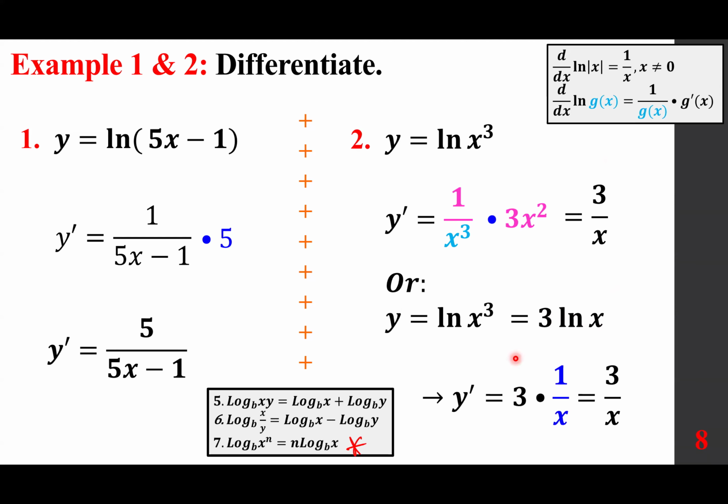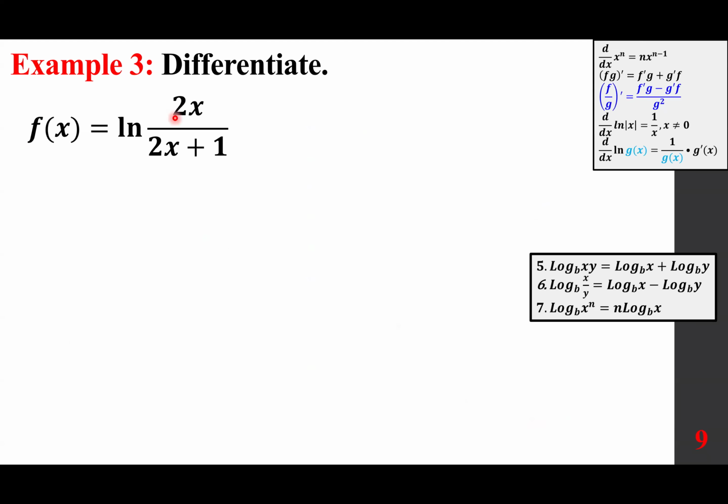There's really not much of a difference between the two. Both are just as easy. However, the more complicated the log, the easier it is to go with the second method by decomposing it. For example, if we have f of x equals ln of 2x over 2x plus 1, and we want to differentiate that, if we don't decompose the log, that means flip this over, which is not a big deal. But then you want to differentiate this using the quotient rule.